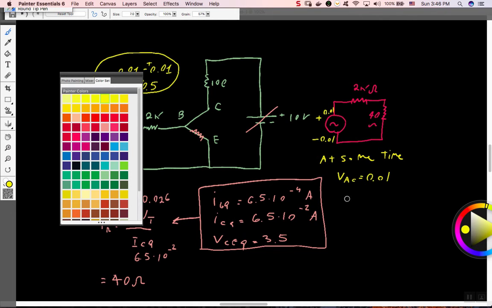So what do we see? We see that 0.01 minus 2k, let's call this I, minus 40, right? So this is just a very simple Kirchhoff law. I equals 0. And what is this I?